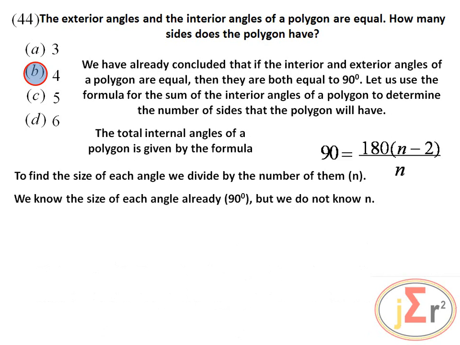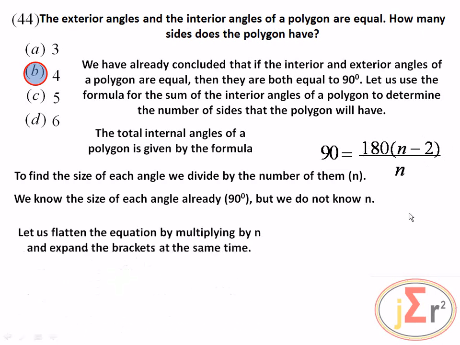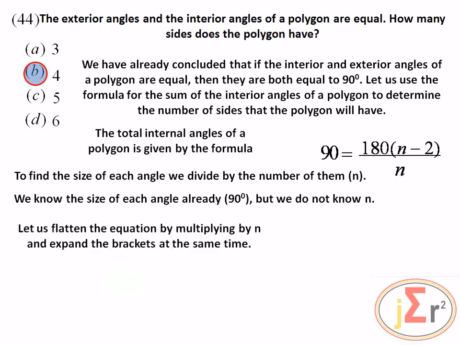So let's say we do not know the number of sides, but we know the size of each angle. And of course, we have the formula for the total of all of the interior angles right there. Let us flatten the equation by multiplying by n and expand the brackets at the same time. So 2 steps in one. We will have 90 multiplied by n, which is 90n. Expanding the bracket now, we will have 180 multiplied by n, which is 180n. And 180 multiplied by negative 2, we have negative 360.